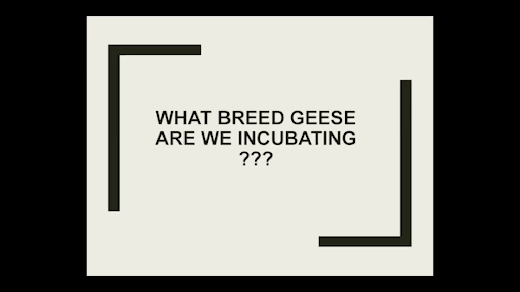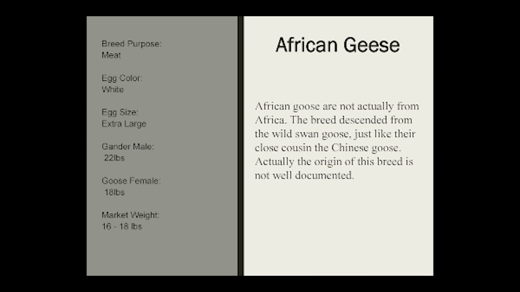So what breed of geese are we incubating? We are breeding African geese. So the breed purpose is for meat. The egg color they lay is white. Their egg size is extra large. A male is called a gander, and they can reach up to 22 pounds. Our female is called a goose, and they can reach up to about 18 pounds. Market weight, our weight for what we process the animals, is 16 to 18 pounds.